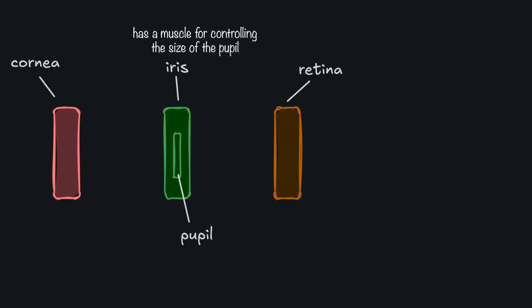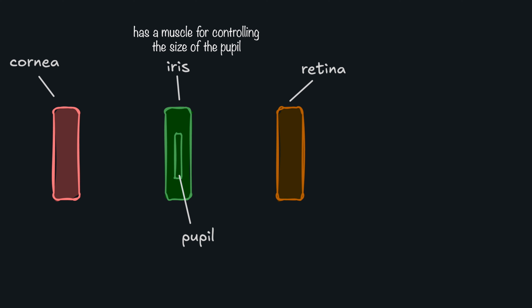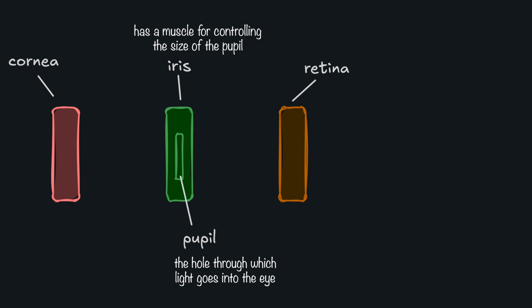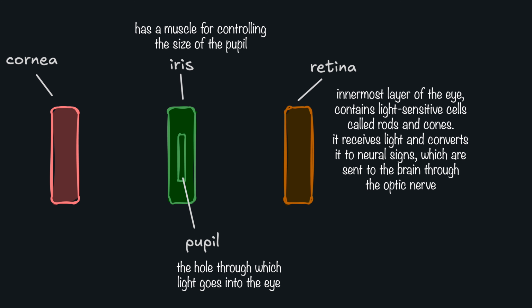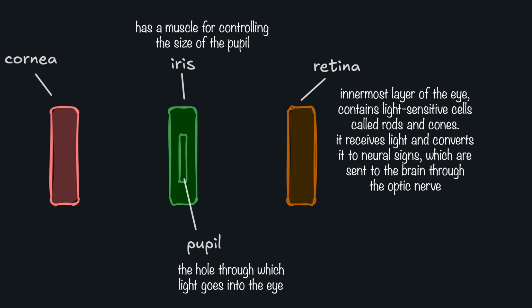So the iris contains a muscle that adjusts the size of the pupil. The pupil is the hole through which the light goes through. Now the retina is the innermost layer of the eye, which contains light-sensitive cells.